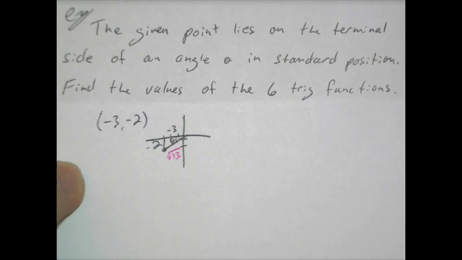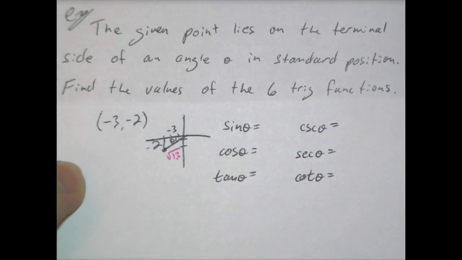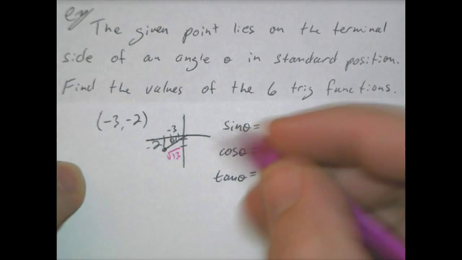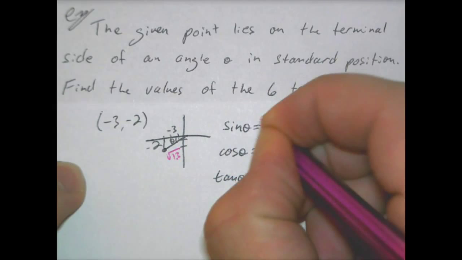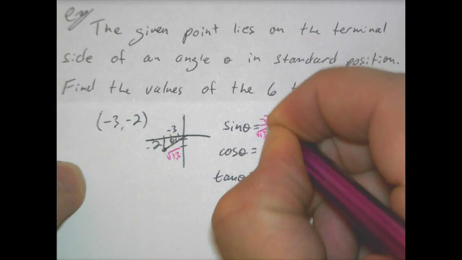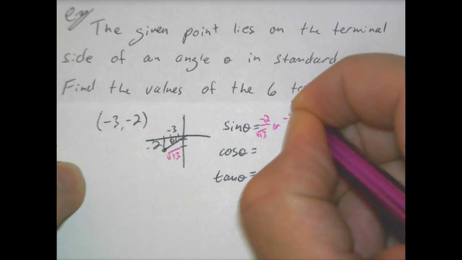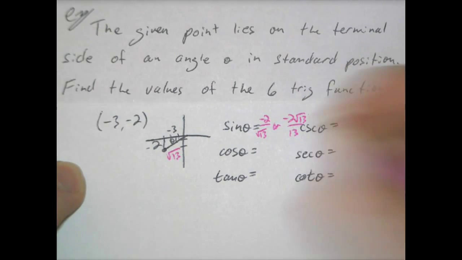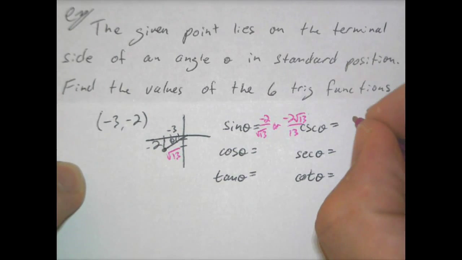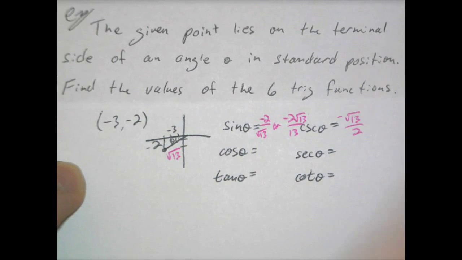And then our trig functions. Alright, so I will get this right this time, I promise. Sine is opposite over hypotenuse, so we have negative 2 over root 13, or negative 2 root 13 over 13. Either way. Cosecant, you would flip it, so it would be root 13 over 2, still negative.